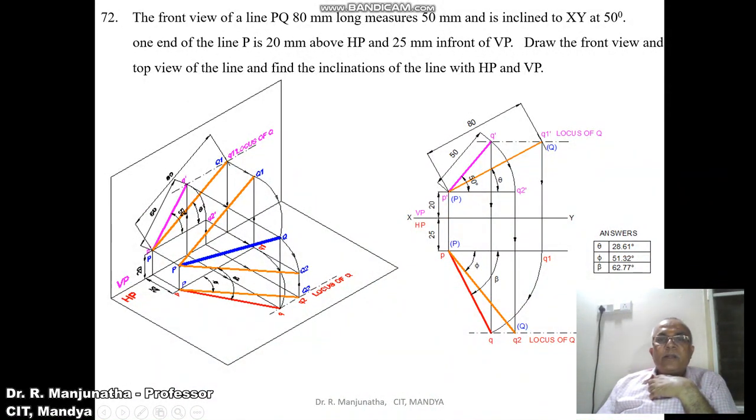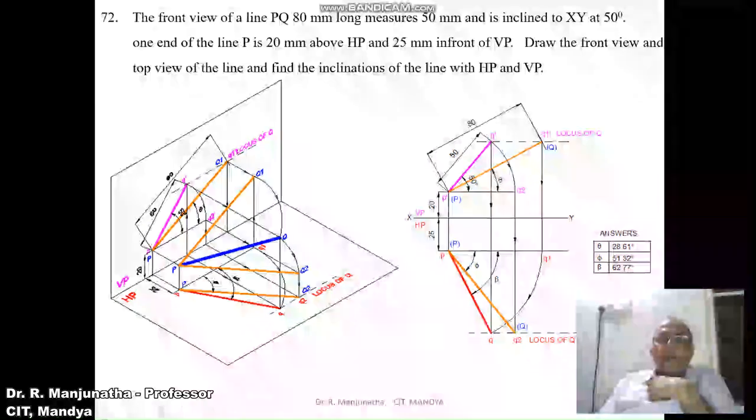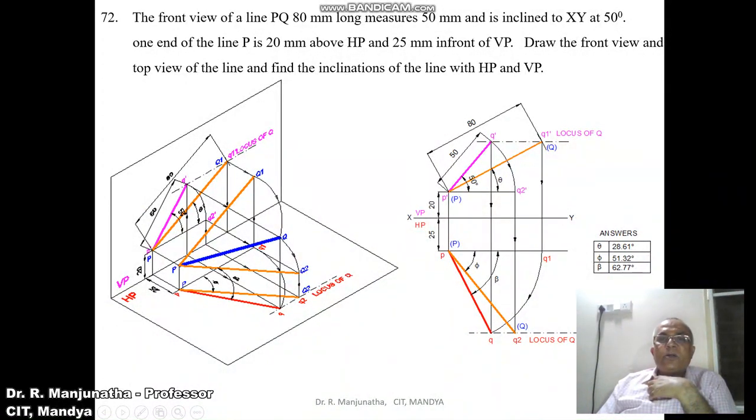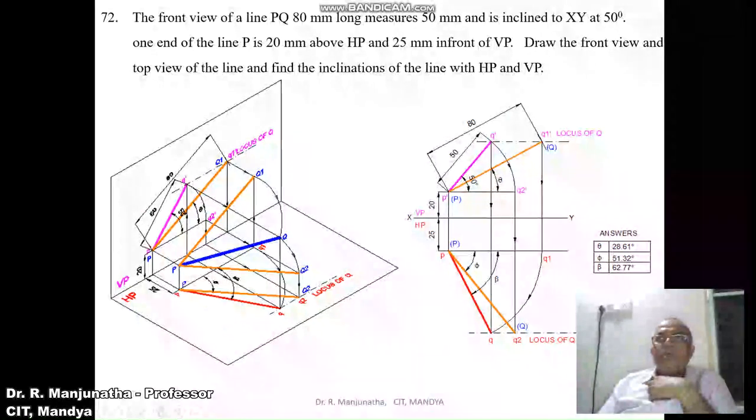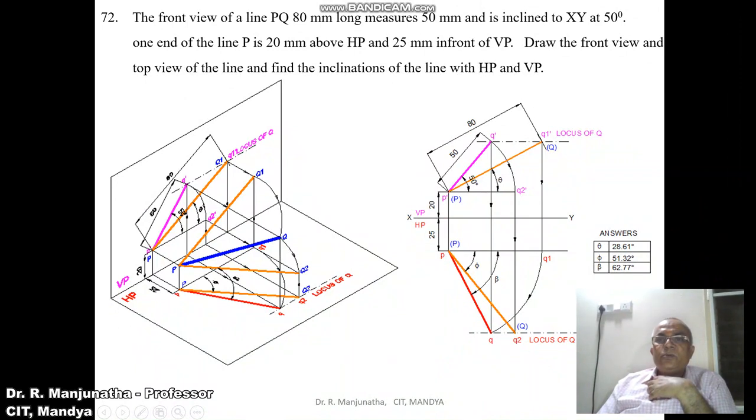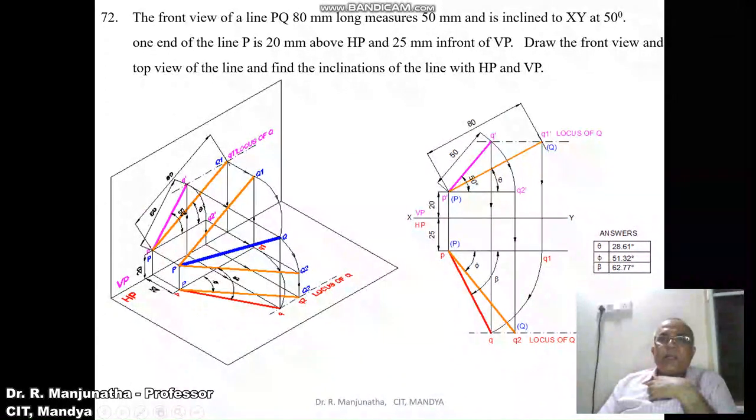Once you get this point P dash, by using the protractor, you measure an angle of 50 degrees and draw an inclined line. Then by using the compass, you measure a distance of 50 mm with P dash as center and cut an arc on this inclined line, and you mark this point as Q dash. Draw a horizontal dash dot line so that you get the locus of Q. So this will be the locus of Q in the front view. Then join P dash Q dash with a dark line.